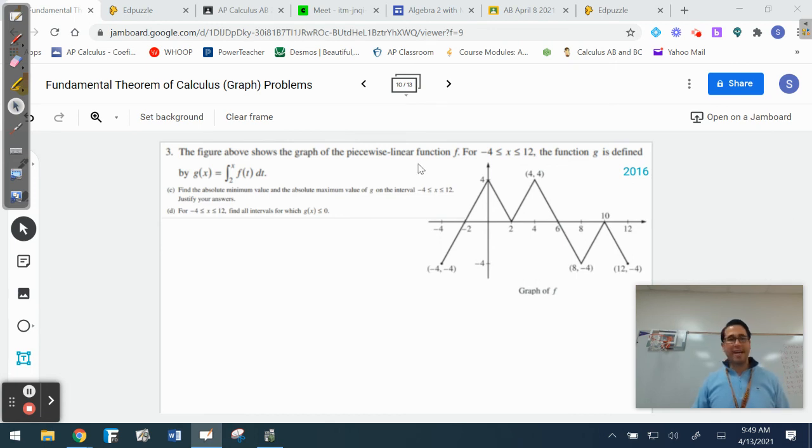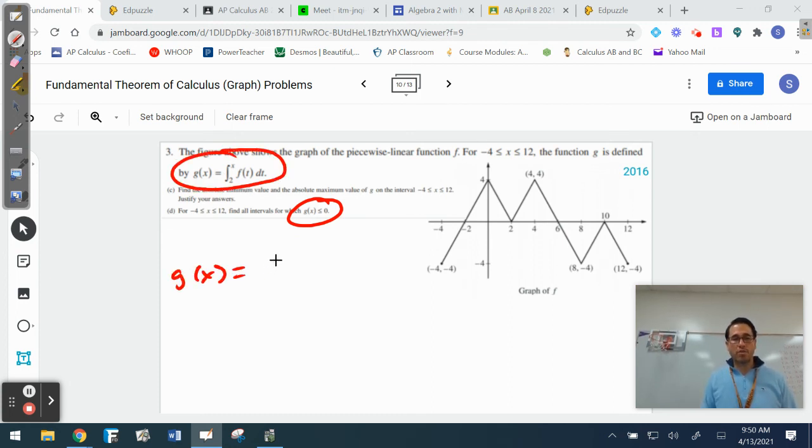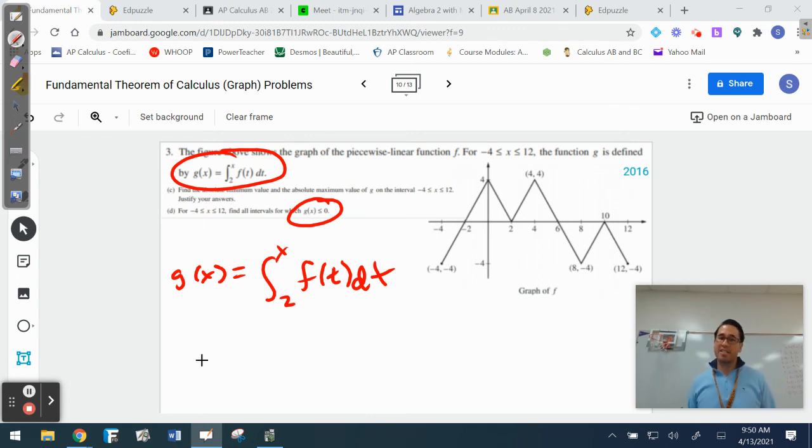And our very last question says, for -4 all the way to 12, find all values for which G of x is less than 0. Oh, okay. This would be worth 2 points. So in order to consider this, we need to know what G of x is. And G of x is equal to the integral from 2 to x of f of t dt. There are a lot of things to consider here.